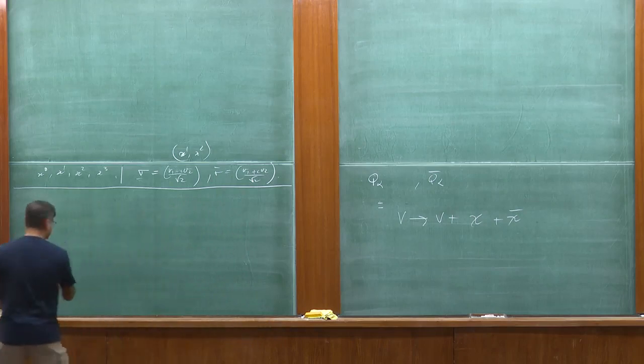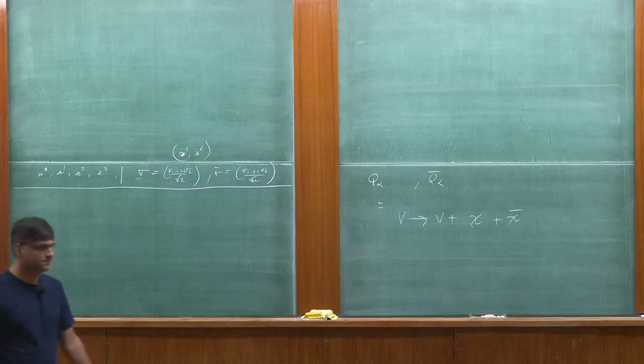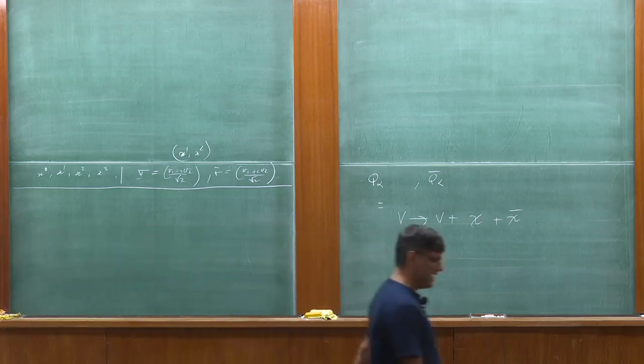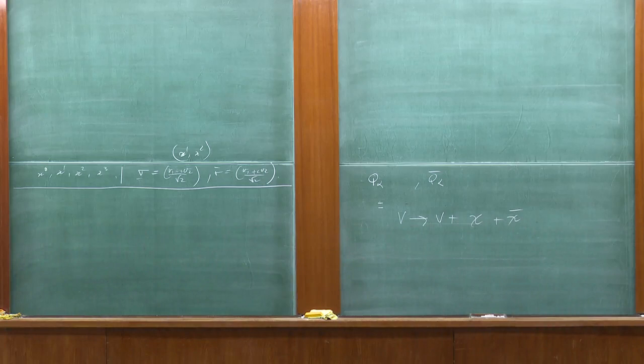The degrees of freedom have actually not changed. Degrees of freedom have not changed. Exactly. As had to be. Because, for instance, the fermionic degrees of freedom have not changed. They must match the bosonic degrees of freedom. Okay? So, right.